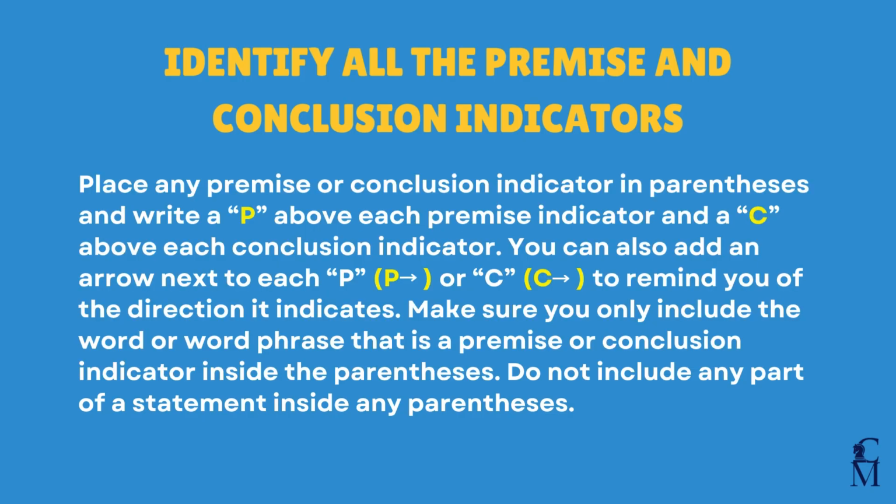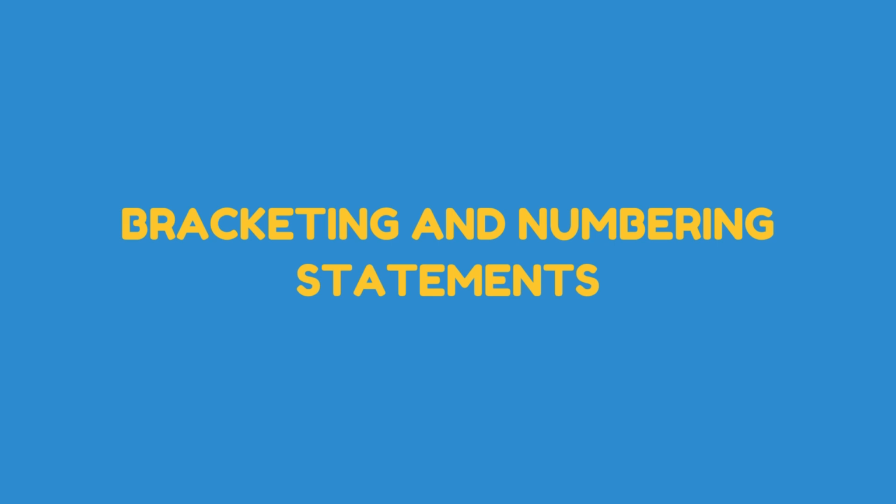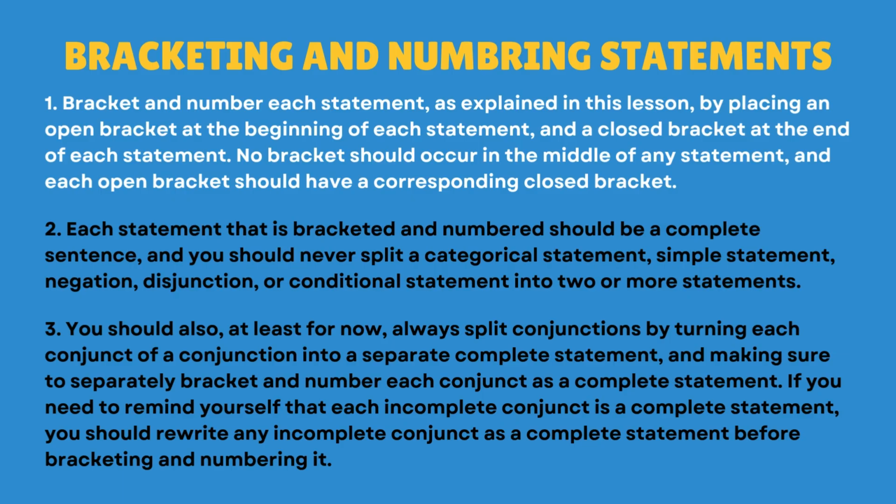After we identify all the premise and conclusion indicators, we will bracket and number each statement, as you did in earlier lessons. Here are the instructions for how to bracket and number the statements in an argument, as a reminder. Pause the video and take a screenshot of these instructions if you think it will help you. 1. Bracket and number each statement, as explained in this lesson, by placing an open bracket at the beginning of each statement and a closed bracket at the end of each statement. No bracket should occur in the middle of any statement, and each open bracket should have a corresponding closed bracket.